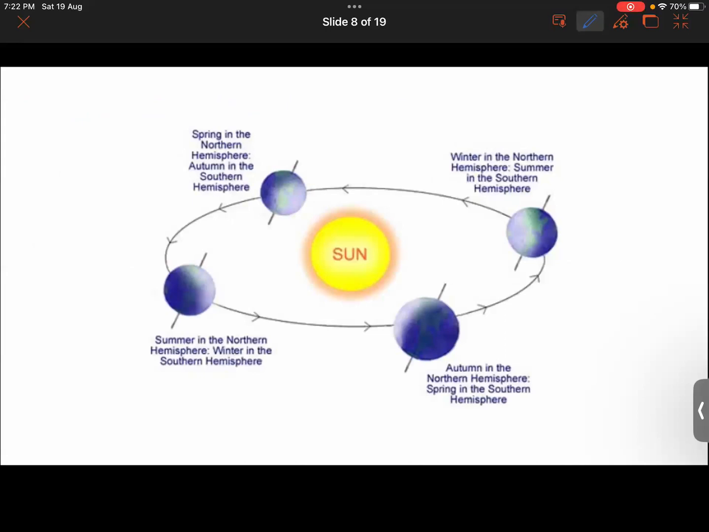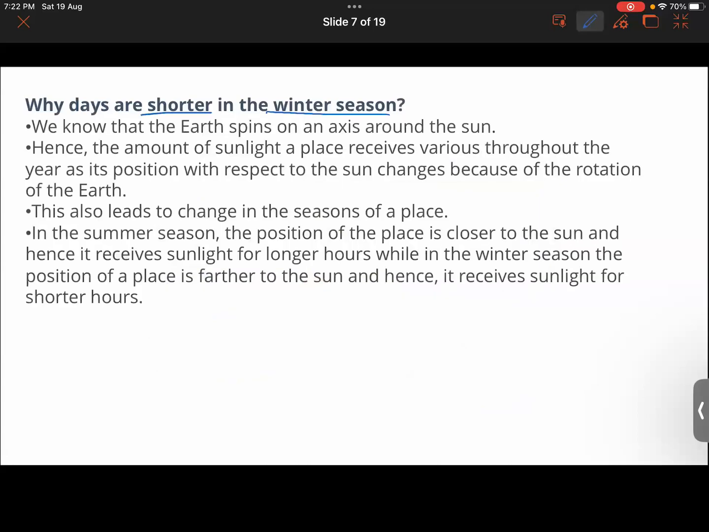Look at this diagram here. We know that Earth rotates on its own axis. Okay, am I visible or not, guys? You are visible, but your hand. Okay, there's some issue over here. Anyways, you see, Earth rotates on its own axis while it revolves around the sun as well. So you see, Earth is spinning on its own axis around the sun.